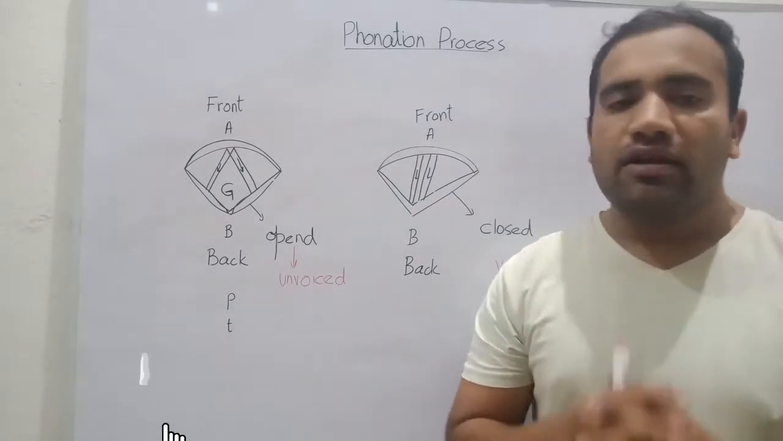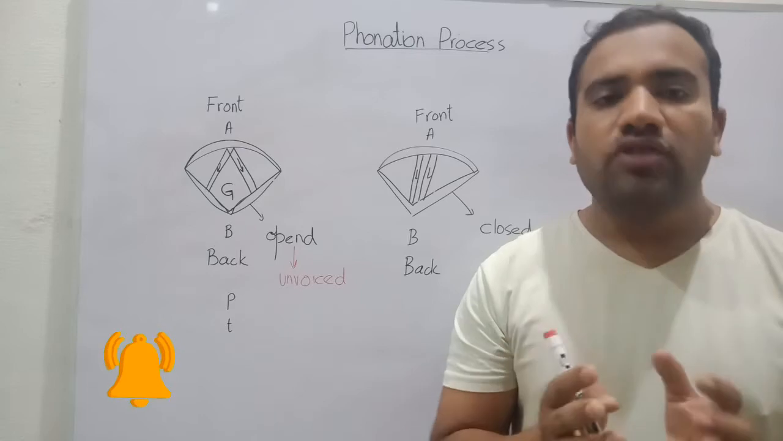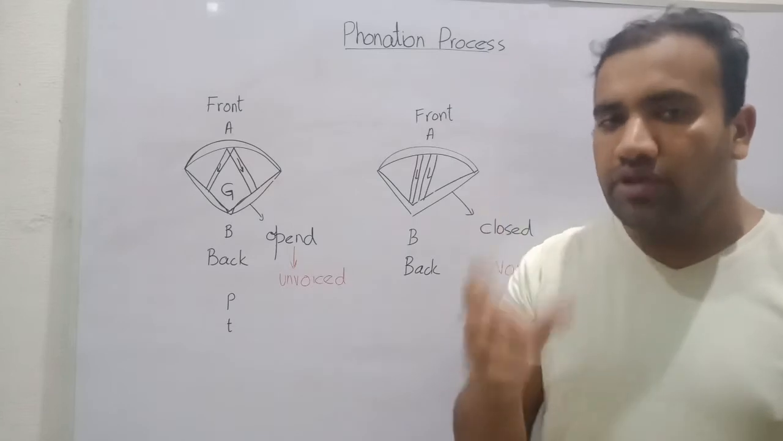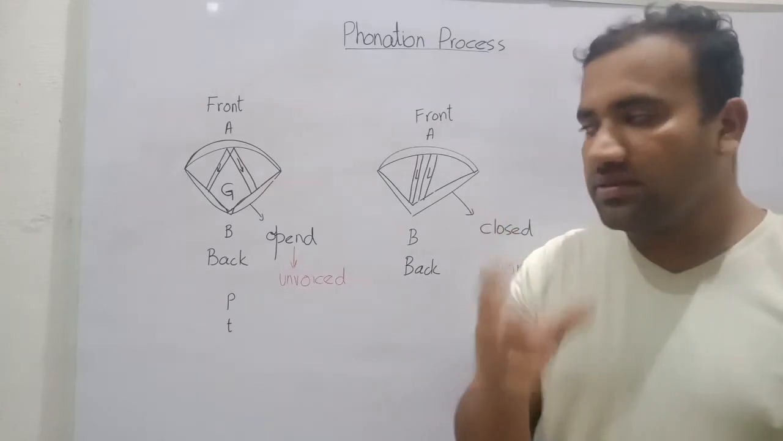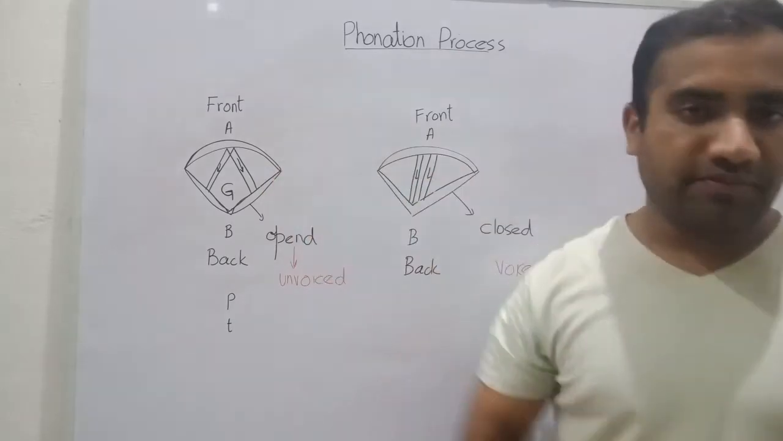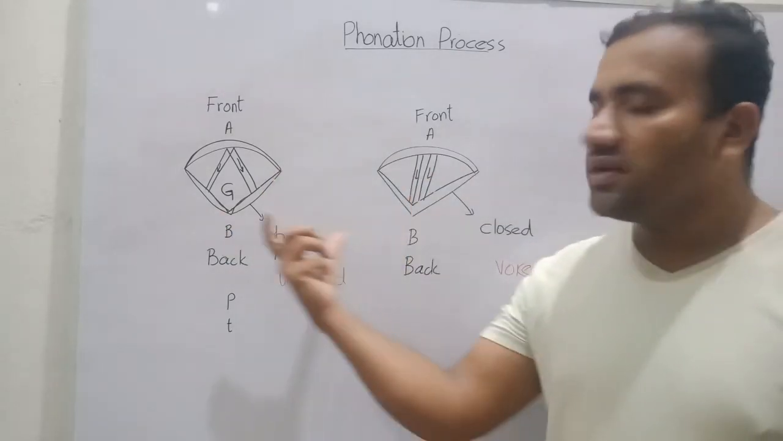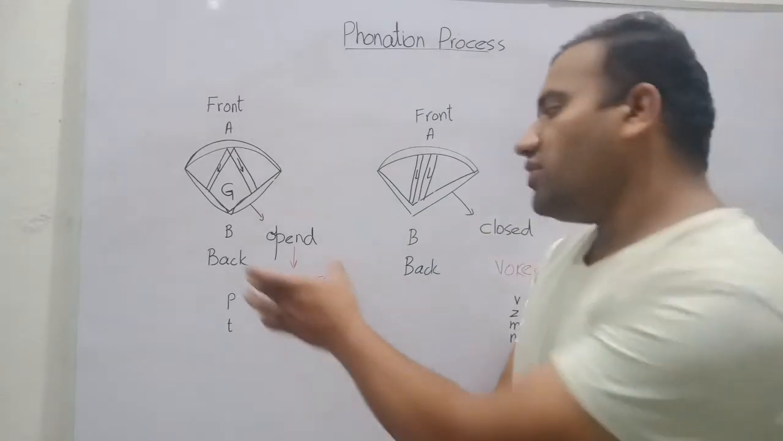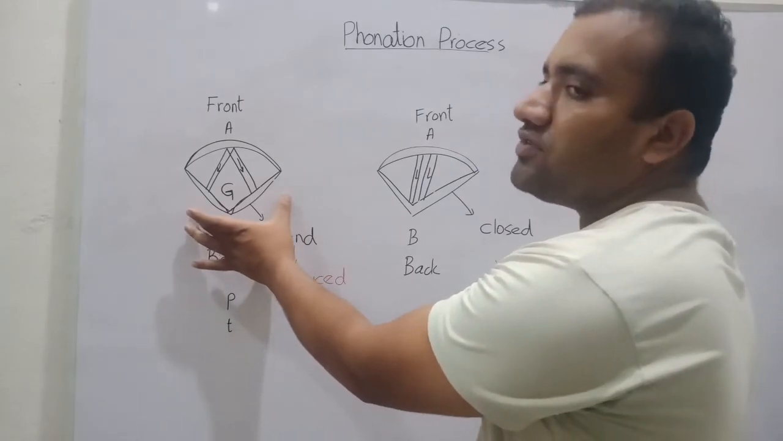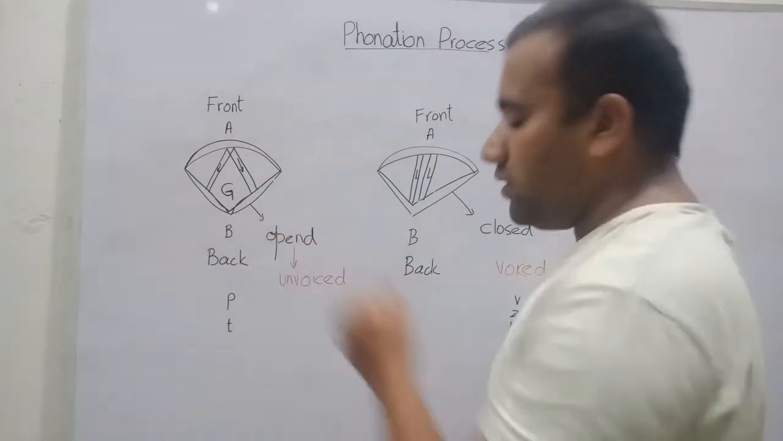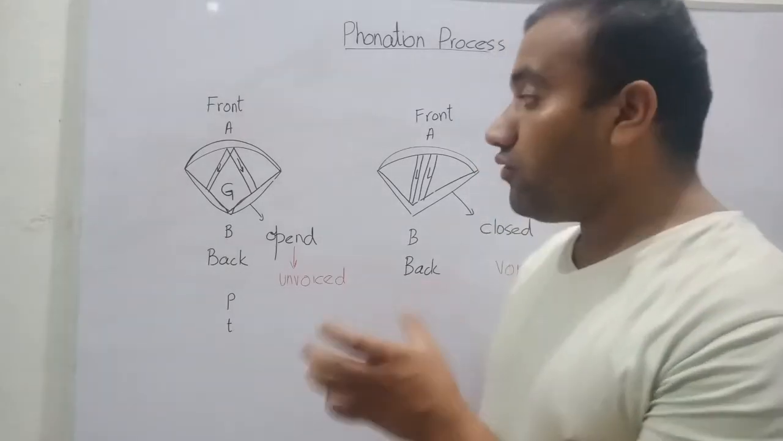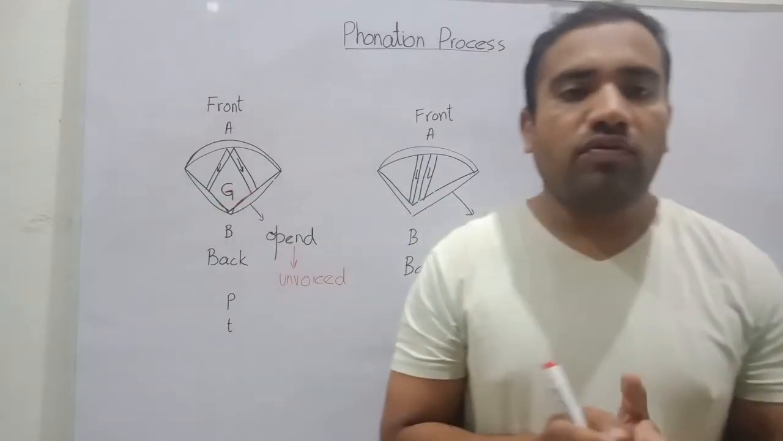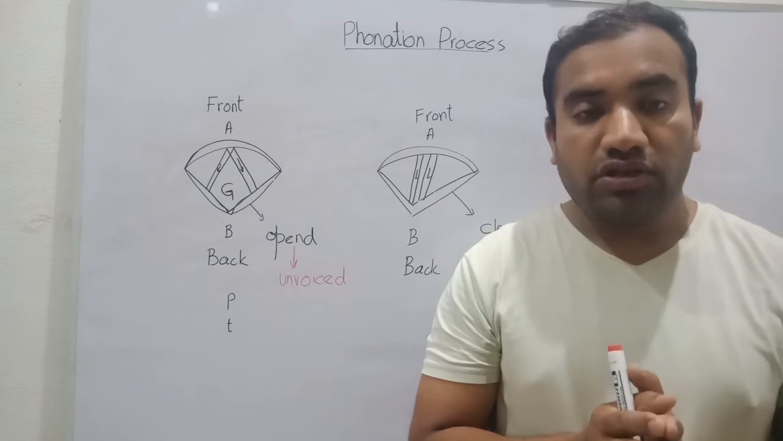When we look at the organs of speech, we have one organ of speech, that is the vocal folds. This is the diagram of the vocal folds, and this is the vocal fold, which is part of human anatomy. In the vocal fold, we have two positions when we produce sound.